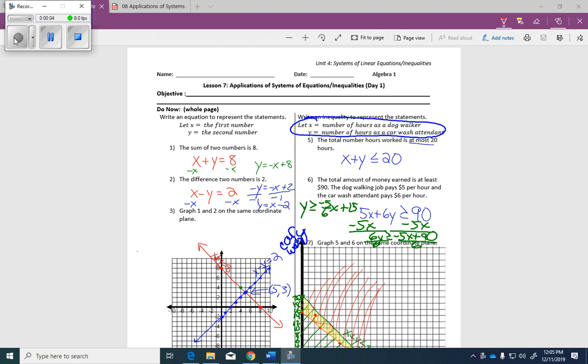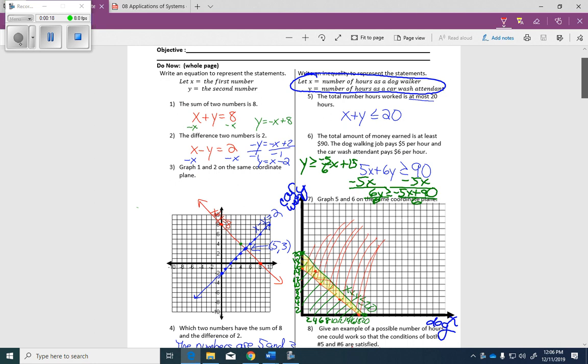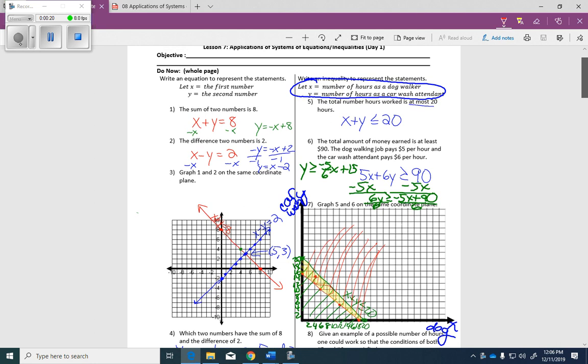So we're going to go over problems from Lesson 7 and Lesson 8. If you have any questions, please make sure you ask them in class. Lesson 7, we did the do now together. So if you are absent, you can pause and get this stuff down.